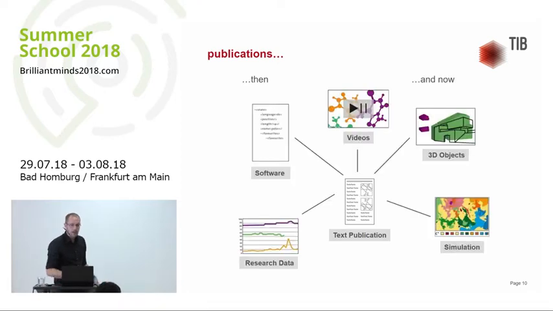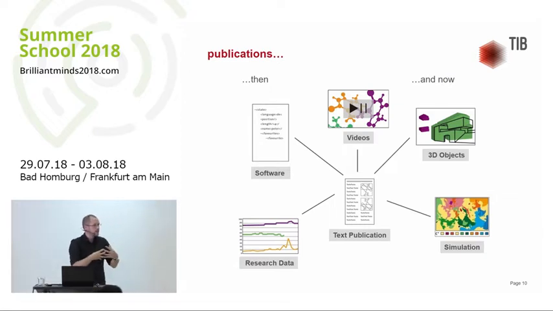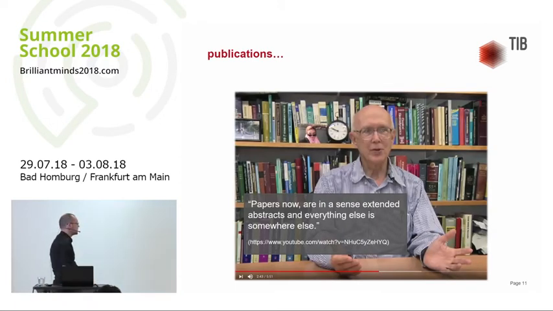But what we have now is that the text publication, at least in some disciplines, loses importance, and the real research is done somewhere else. You have simulations, you have research data, software, and all these are connected to a text publication. In general, you need some text to understand what's happening, and that's again from this series.